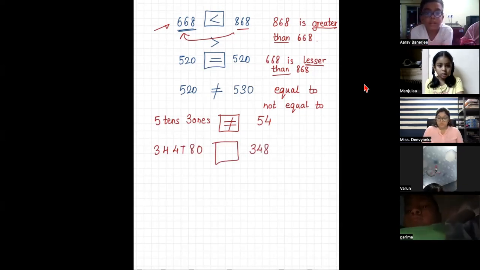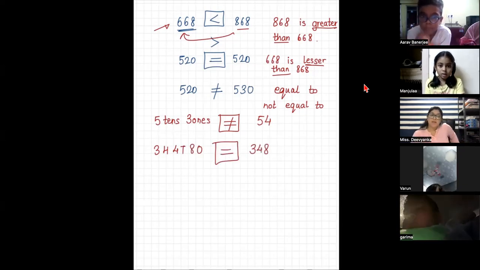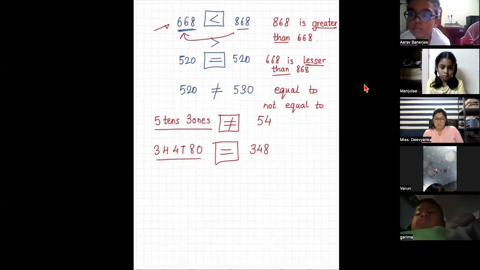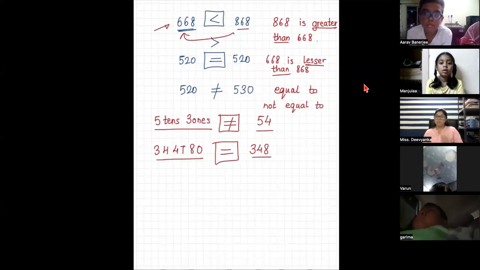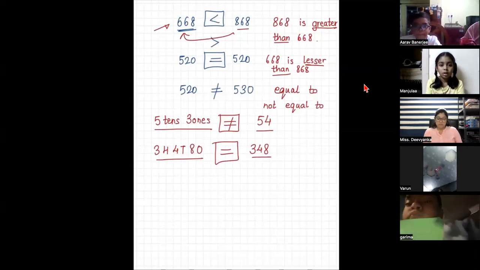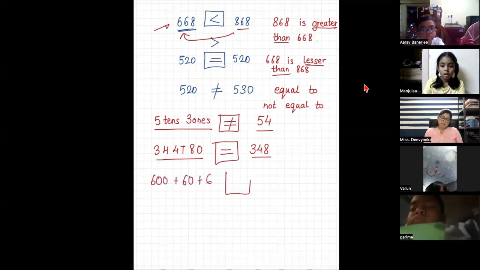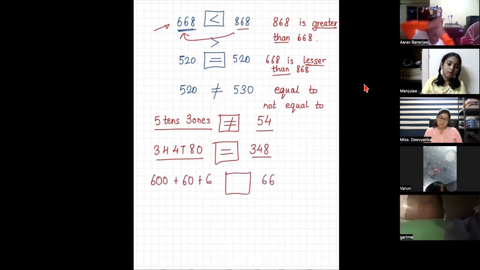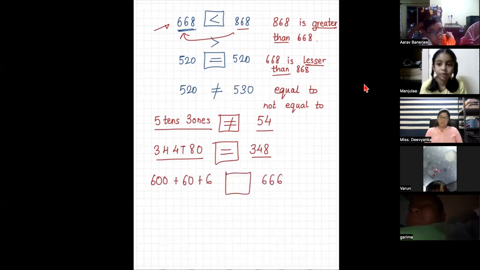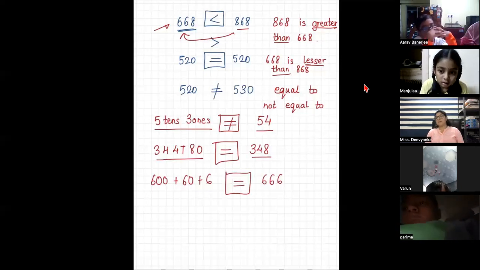It is equal, right? So in your questions, sometimes they'll give it in the words method, and sometimes in the numbers method, that is the numerical way. Another question can be something like this: 600 plus 60 plus 6. Is it equal to or not equal to 666? It is equal to 666.